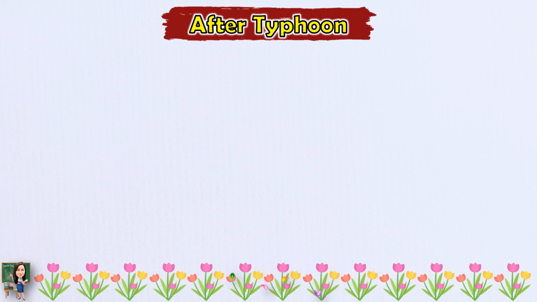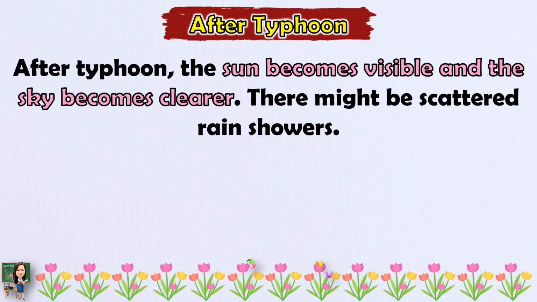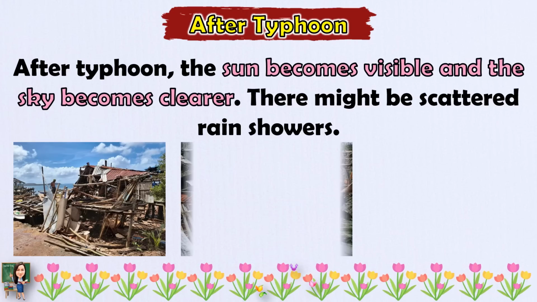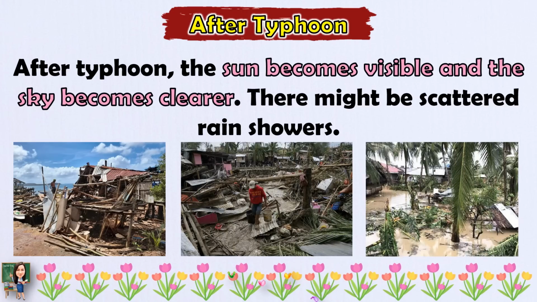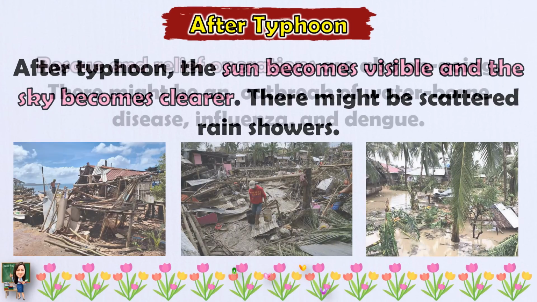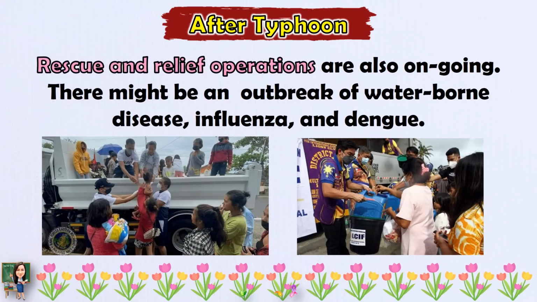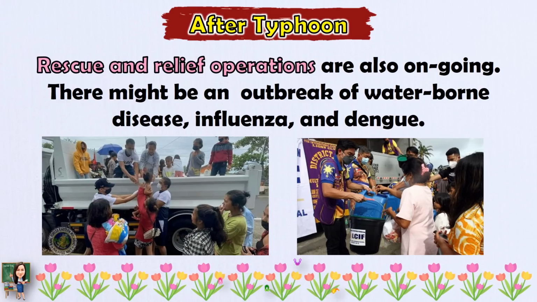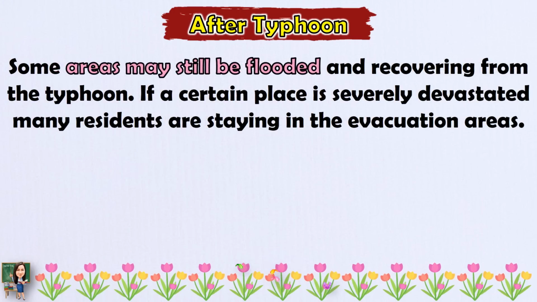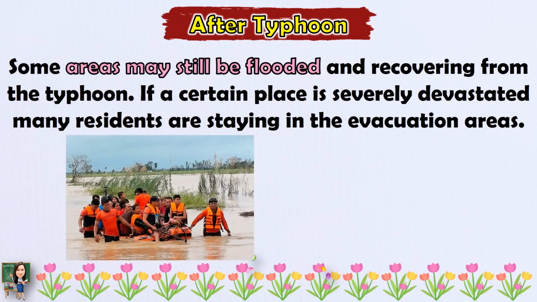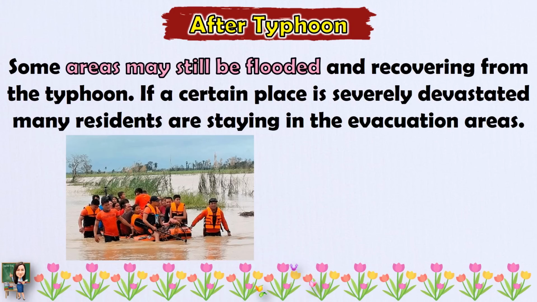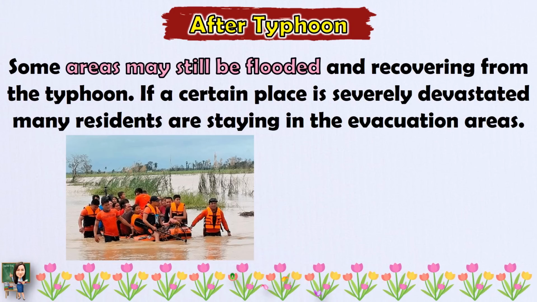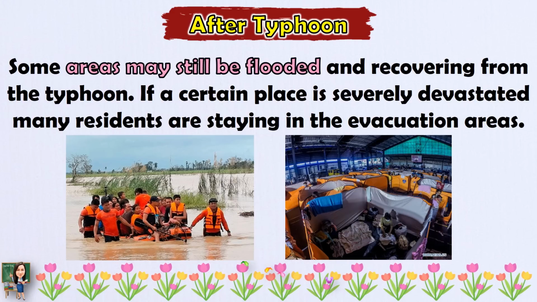After a typhoon, the sun becomes visible and the sky becomes clearer. There might be scattered rain showers. Rescue and relief operations are also ongoing. There might be an outbreak of waterborne disease, influenza, and dengue. Some areas may still be flooded and recovering from the typhoon. If a certain place is severely devastated, many residents are staying in the evacuation areas.